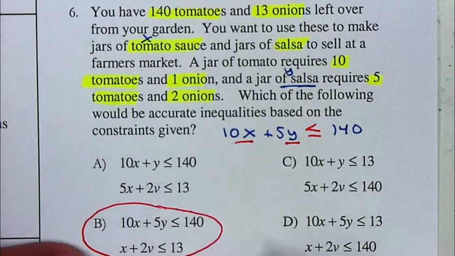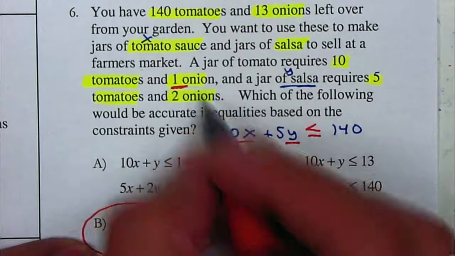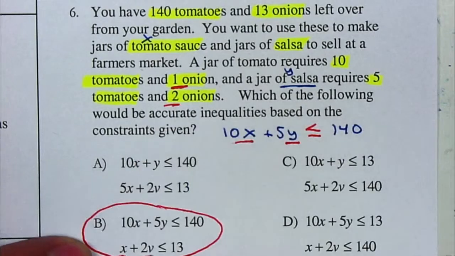Now the second one will be the onions. So we have 1 onion in the tomato sauce and 2 onions in the jars of salsa, and that's less than or equal to 13 onions as well. So your answer will be B.